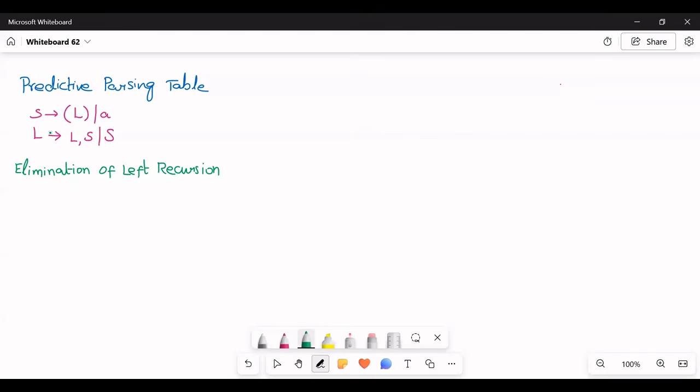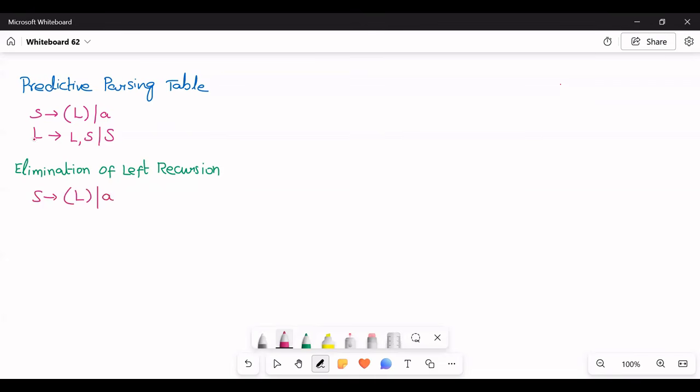If the grammar is not a left recursive grammar, directly we can go with the second step, that is left factoring. But this grammar is left recursive grammar, so we have to eliminate left recursion from this grammar first. The first S production is not a left recursive production, so we can write it as it is. So S tends to open parenthesis L close parenthesis and a.